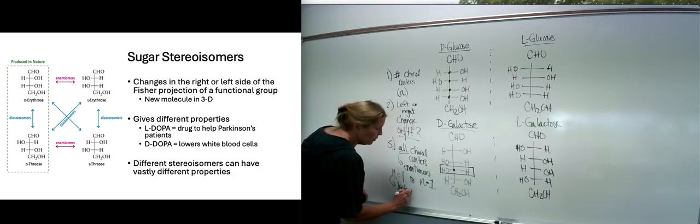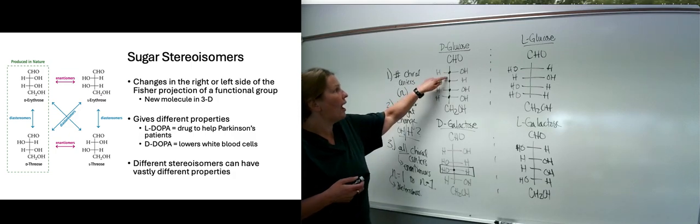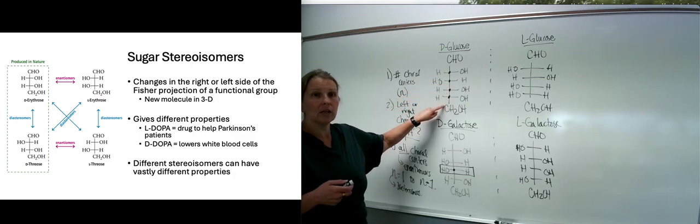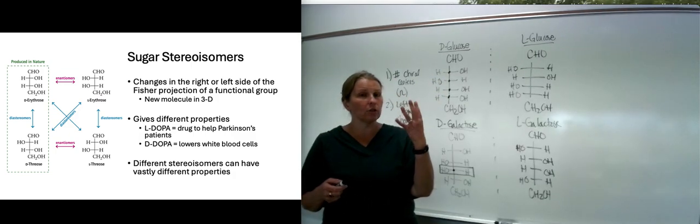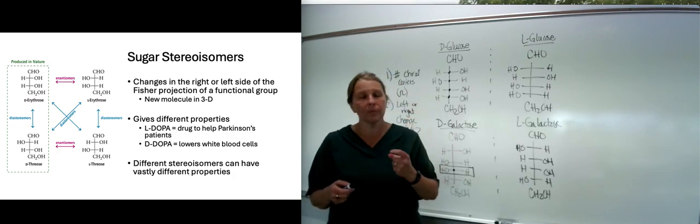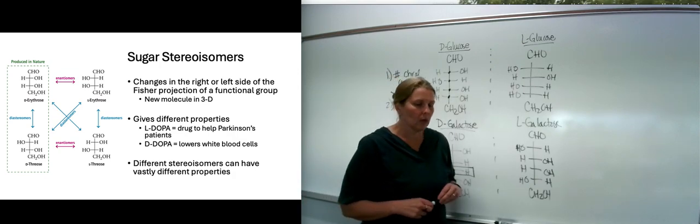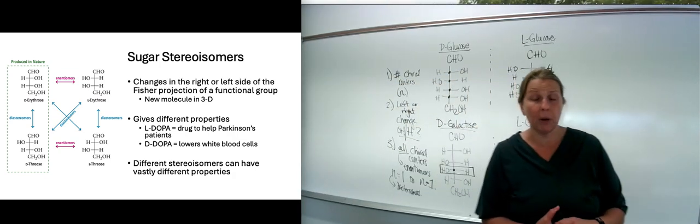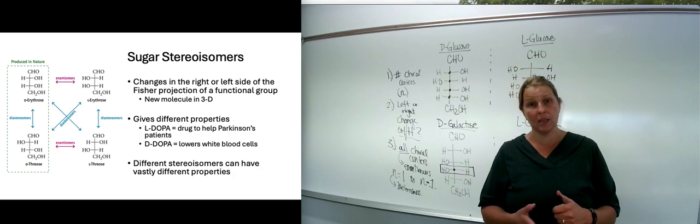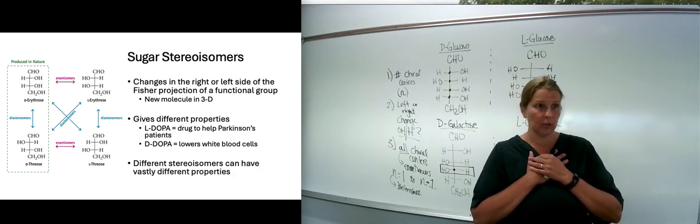So for example, if you take a look at glucose, glucose has 4 chiral centers. If you change at all 4 chiral centers, you are now an enantiomer. But if you change at 3 or 2 or even 1, you are a diastereomer. So this might not seem like a big deal, but our bodies make a huge difference between these enantiomers. Our bodies only recognize D sugars.